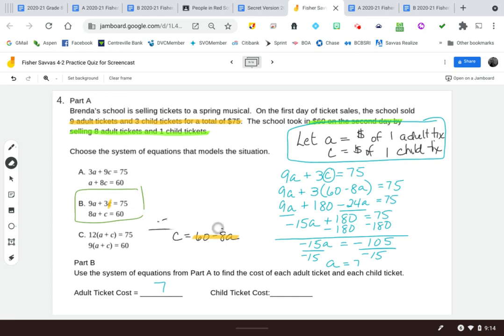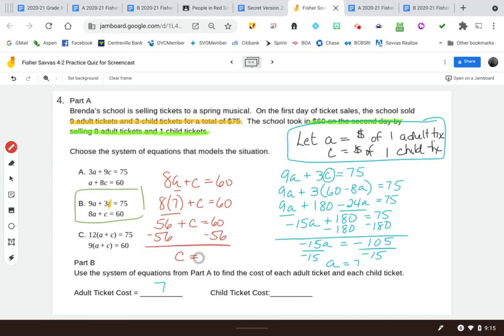I'm going to erase what I did here just to give myself a little bit of room. I'm going to put the solution for a into the bottom equation just because less multiplying. Honestly, that's probably the only reason why I'm choosing that particular equation. So I have 8a plus c is equal to 60. I'm going to substitute in 7 for a. So I have 8 times 7 plus c is equal to 60. If I multiply 8 times 7, I end up with 56 plus c is equal to 60. Subtract 56 from both sides, and we get c is equal to 4.